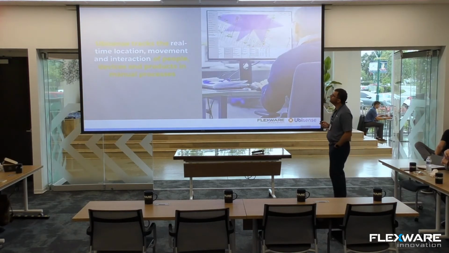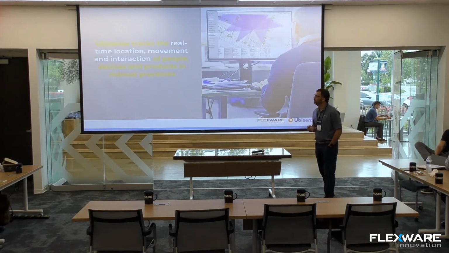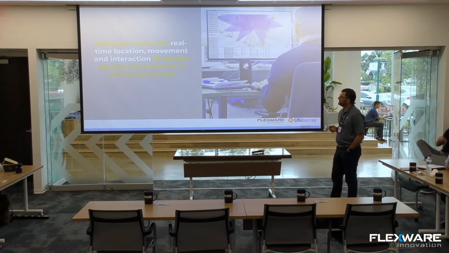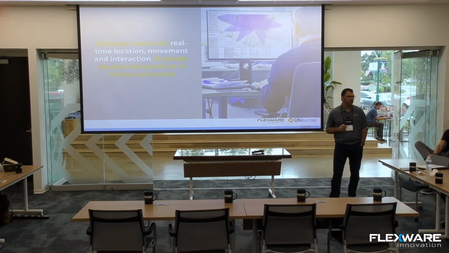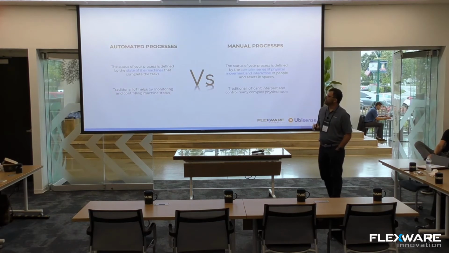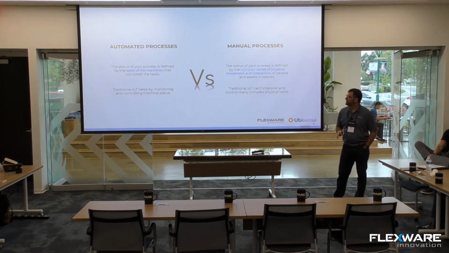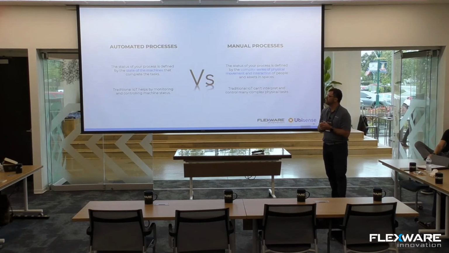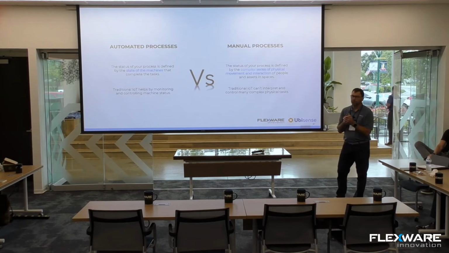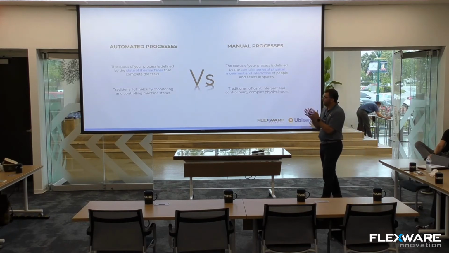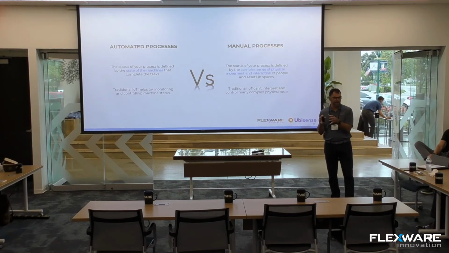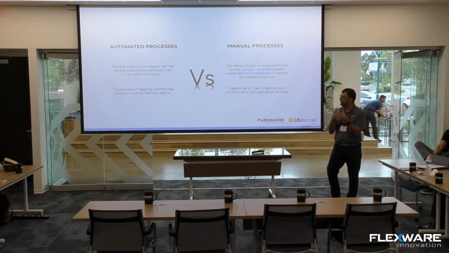So what do we do? We track the real-time location, movement, and interaction of people, devices, and products, mostly in manual processes. That's key, because you'll see how this works out there. So what does that mean? If you look at traditional IoT, on the left, where you have automated processes, typically the status of your process is defined by the state of the machines that complete tasks. Traditional IoT helps by monitoring and controlling machine status. But this is mainly just a machine that's static and not moving.